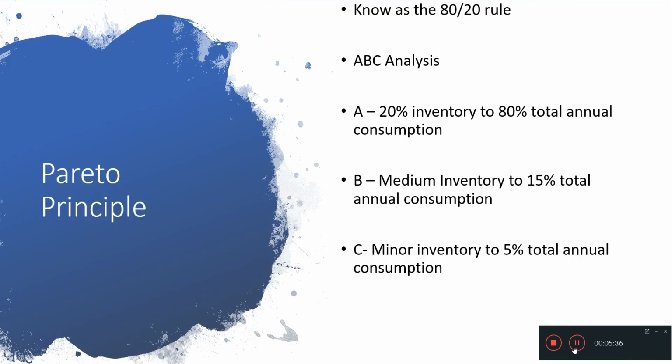Okay, so next we'll be talking about the Pareto principle. As we know, the Pareto principle is known as the 80-20 rule, and it is widely used in inventory management as ABC analysis. So A product will be 20% of inventory, accounting for 80% of the total annual consumption. B product is medium inventory, at 15% of total annual consumption, and C will be the minor inventory, at 5% of the annual consumption.